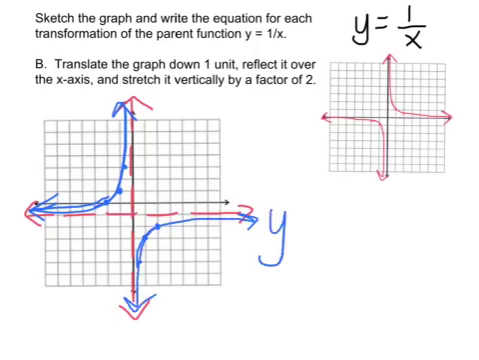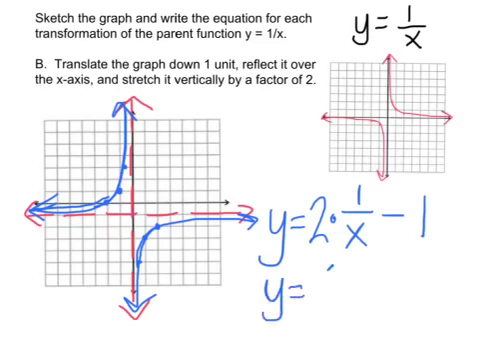The equation y equals, when we stretch vertically by a factor of 2, we have to multiply by 2, times 1 over x. The portion down here with the x isn't going to change at all because there was no horizontal translation. And then we did translate down 1. This could be rewritten as y equals 2 over x minus 1.